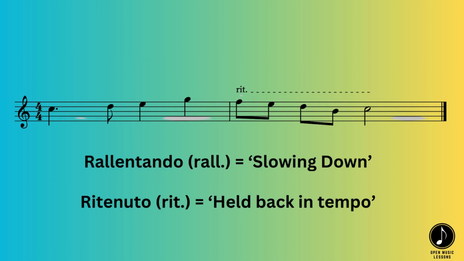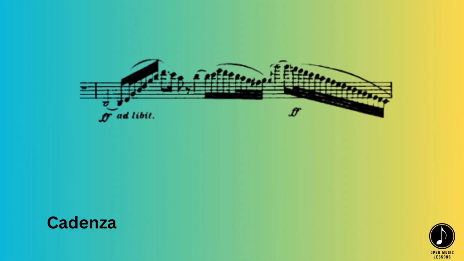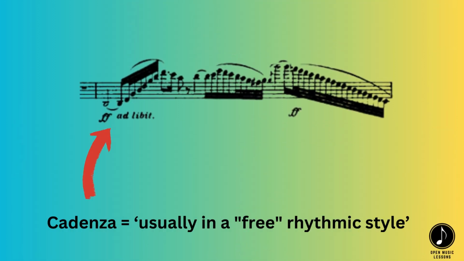Rallentando or ritenuto, rals and rits, slow the tempo of a piece and can make a bar feel longer than previous ones as it's played at a slower tempo. A cadenza, where a musician plays a short solo, can also mean that a bar can change length as it can be held for an undefined amount of time, usually until the performer has finished their solo.